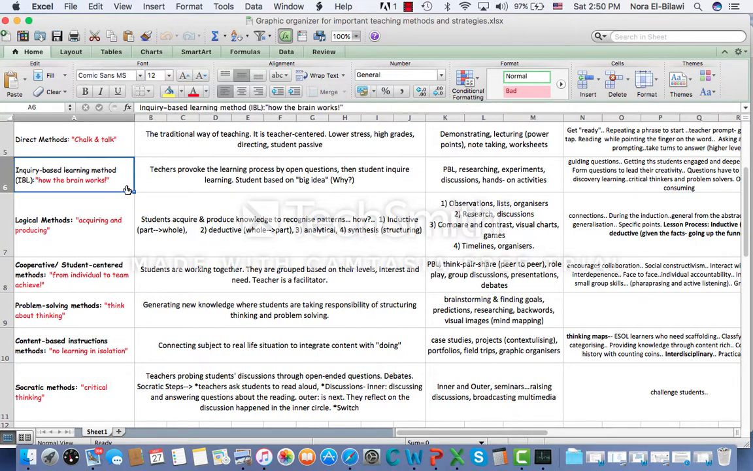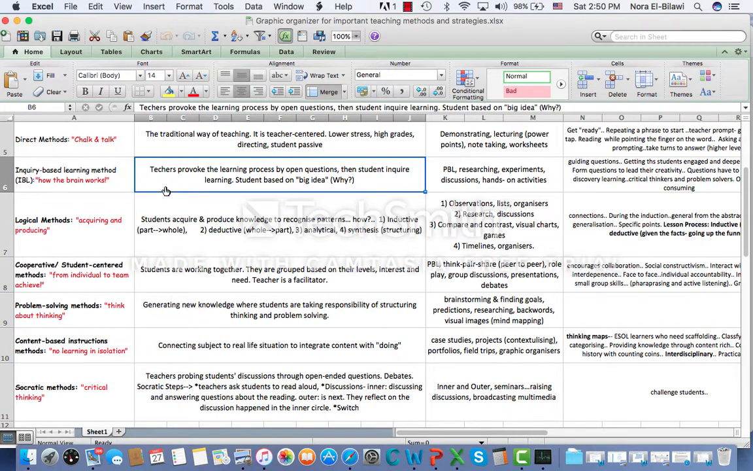This is the complete opposite of the direct method. This is the inquiry-based learning method. The inquiry-based learning method is how the brain works. It's mainly looking at creating a creative classroom. You want the students to explore, understand, and come up with new information, their own formed information from the process, or throughout the process they gain experiences, and through these experiences they come themselves to the conclusion, to the end result.